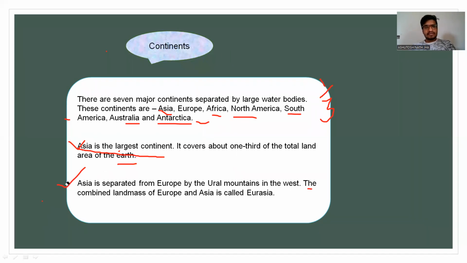Okay, so Asia is separated from Europe by the Urals. The combined landmass of Europe and Asia is called Eurasia. उसको क्या बोलते हैं, यूरेशिया. ठीक है. तो एक combined जो हमारा land mass है उसके बारे में.